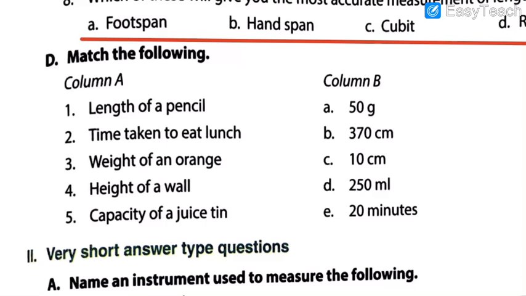Let us see the 5 options on column B side. Option A, 50 grams, G for gram. Option B, 370 cm, centimeter. It is not chief minister, it is centimeter. Option C, 10 cm, again centimeter. Option D, 250 ml, which is milliliter. And option E, 20 minutes, which is the measuring unit of time.